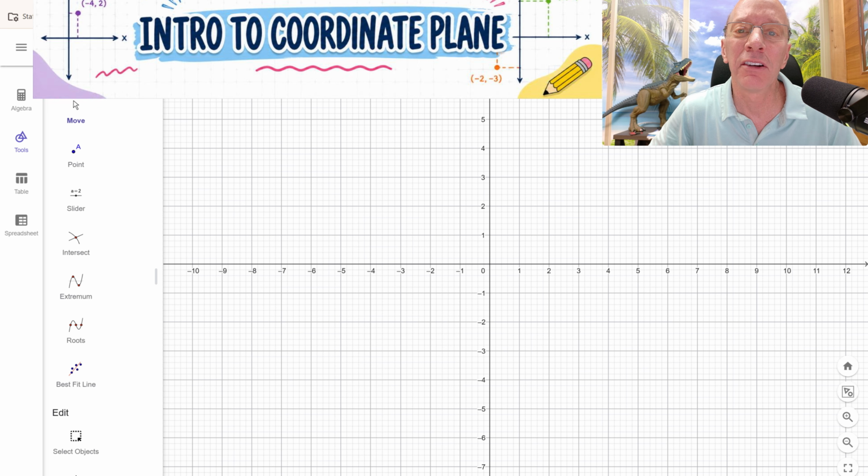Today we're going to have an introduction of the quadrant plane and also review the x-axis and the y-axis. All right, let's go ahead and get started. Take a look right here.